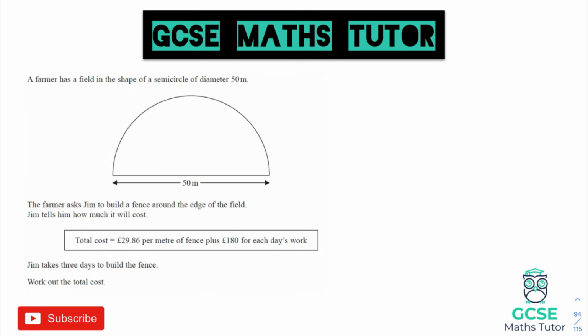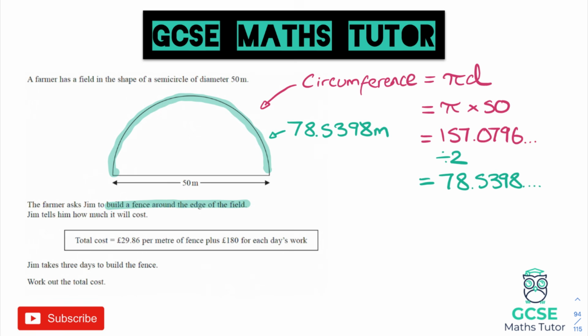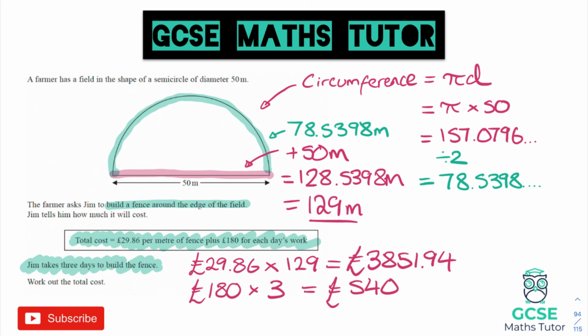If you are looking at semicircles and you are looking at other parts like the circumference, remember that circumference is pi times diameter. This was asking us to look at the perimeter all the way around, so we halved the circumference, and then we'd also, for the perimeter, add on that length of 50. So don't forget, with the perimeter of a semicircle, you also have that diameter to add on. For here, it was looking at the amount of money it would cost, so we just multiplied the total amount by the cost of the fence, and then we worked out the amount of money for the day's work.